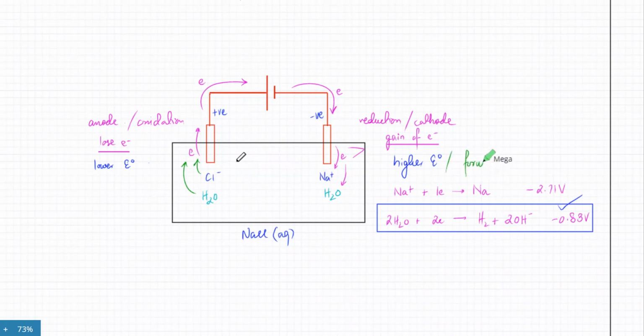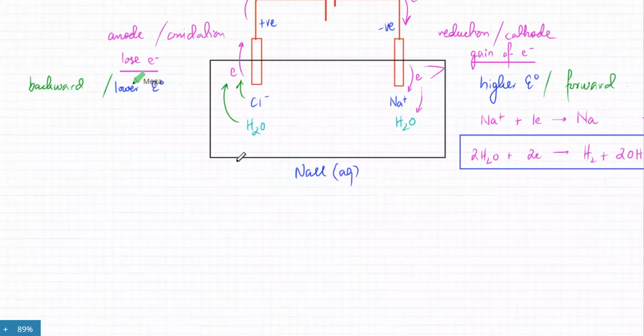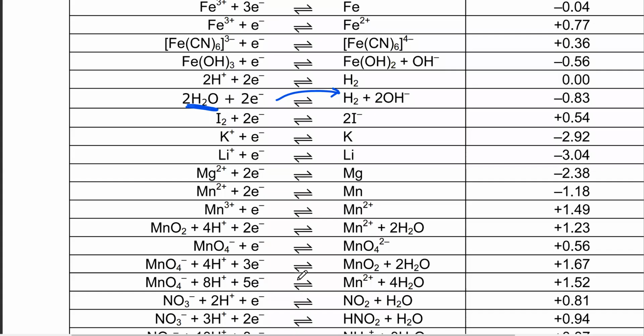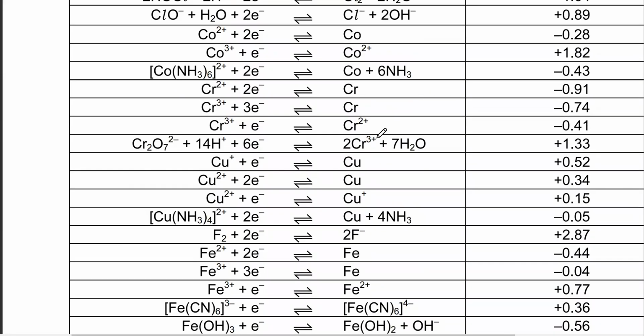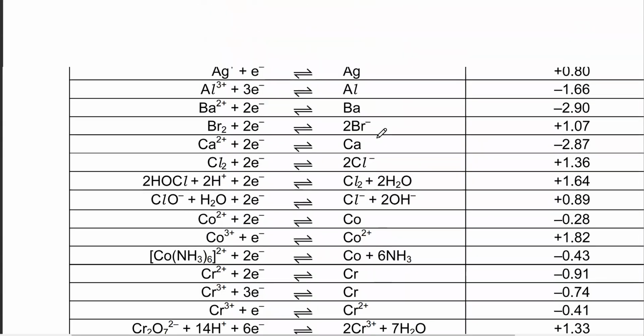So we were dealing with the forward reaction because in the conventional way the equation is written, the forward is the one that gains electrons. Over here, since we are looking for the lower E naught, the one that loses electrons, this equation must be in the backward direction. So you've got two options, Cl minus one or H2O. Open the data booklet, look for the equations where Cl minus one is on the right-hand side now, because we want it to lose electrons.